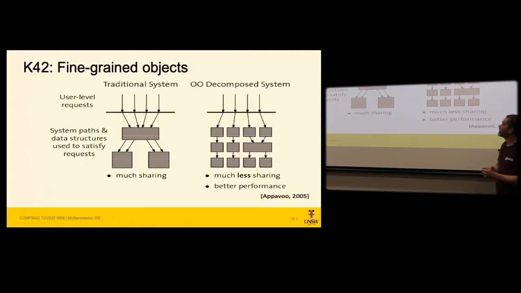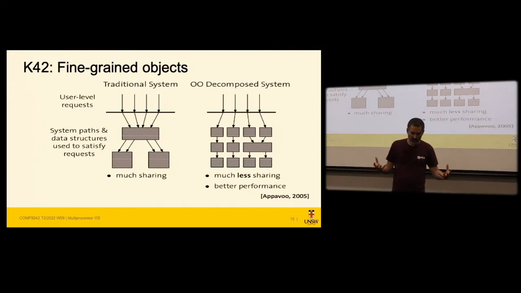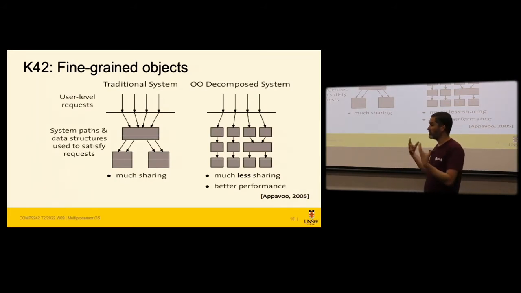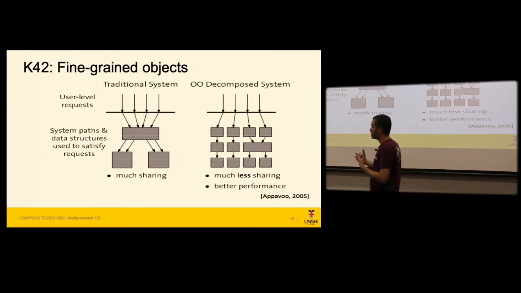So the first thing I'm going to talk about is the fine-grained objects in K42. It was an object-oriented system, so everything was implemented as objects. If you're designing a file system, for example, you'd have file descriptors as objects, files represented as objects, blocks represented as objects, and so on. And the idea was to make that fine-grained rather than coarse-grained. So here's an example to illustrate that.